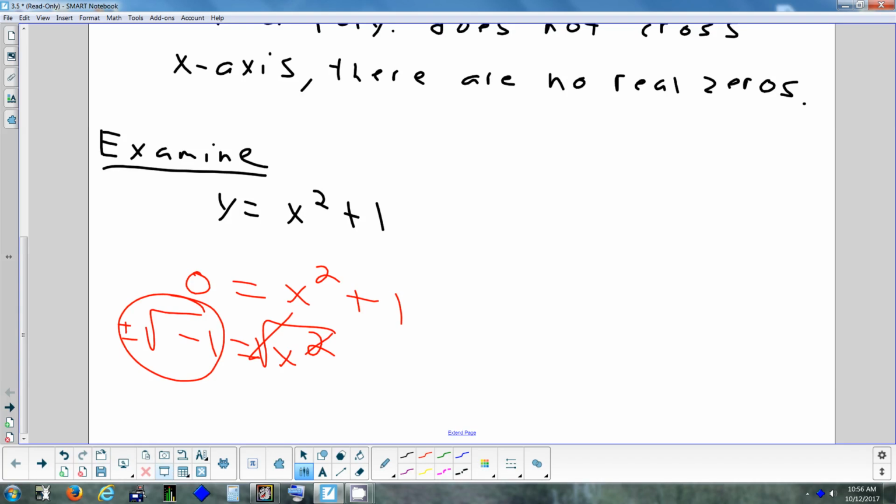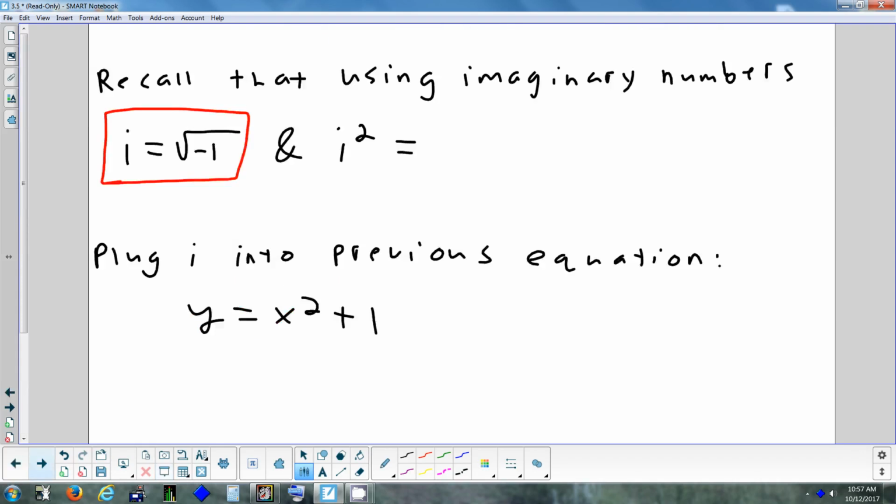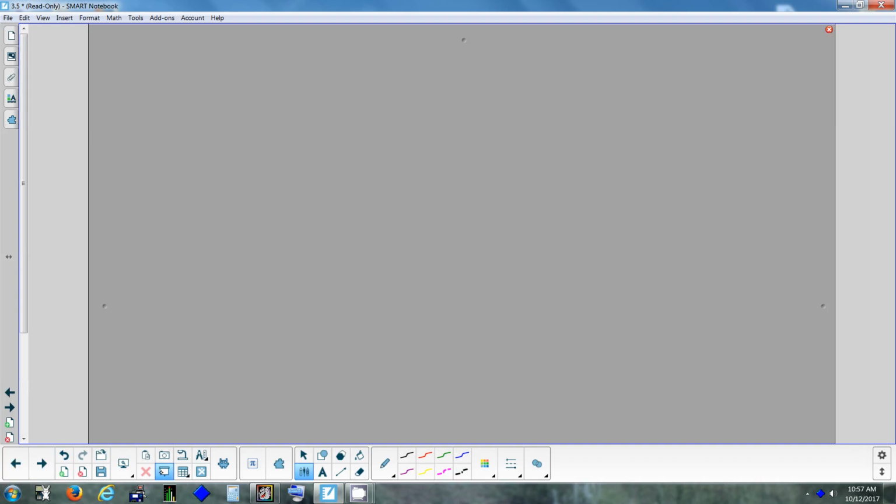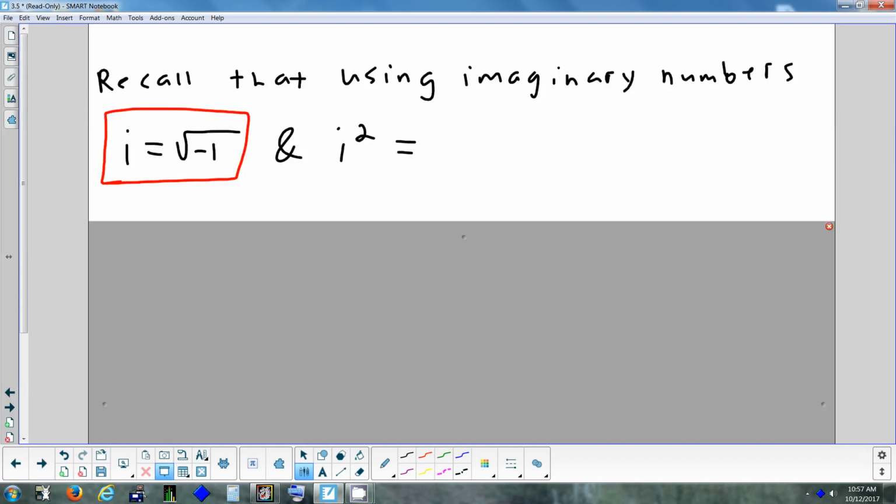Does anybody know what the square root of -1 is? Yeah, it's i. Do you know why? No. It's kind of a trick question. There's really no way I can explain why. It's a definition. So that answer that we just got, square root of -1, it's i. That's just the way it is.